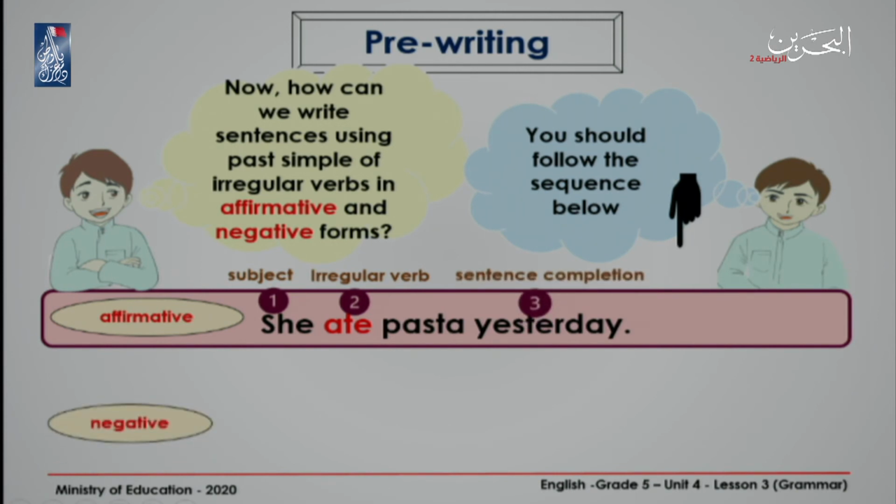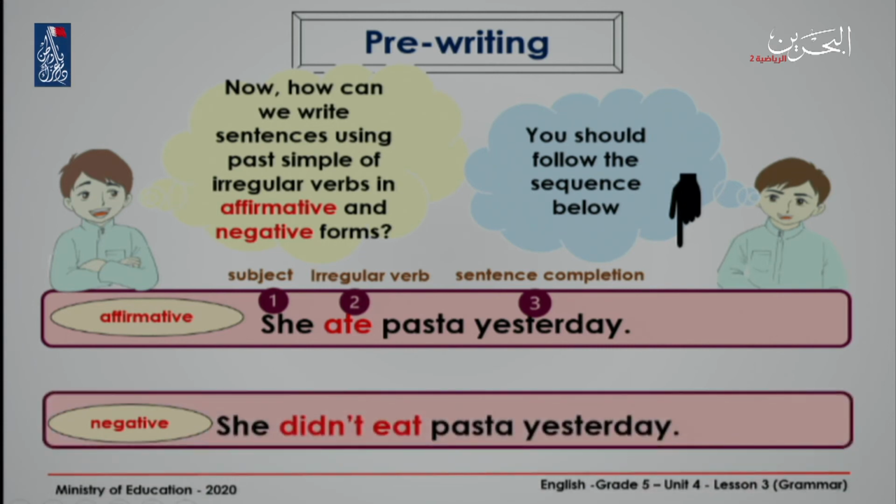And for the negative form, she didn't eat pasta yesterday. Again, you start with the subject and then you write didn't plus the irregular verb, and then you complete the sentence.